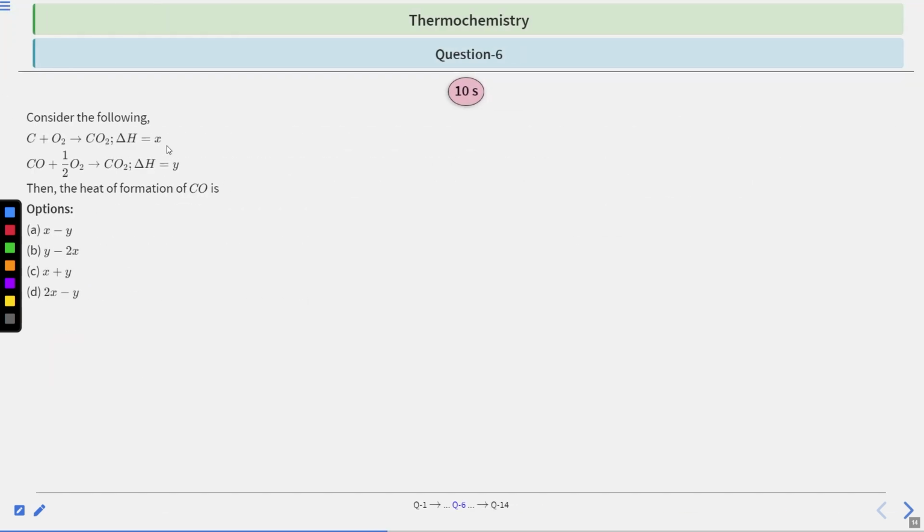Let's move to question number 6. Consider the following. Here one reaction is given having enthalpy of X and another having enthalpy of Y. Carbon plus oxygen will give you carbon dioxide, enthalpy is X. Carbon monoxide plus half molecule of O2 will give you CO2, and the enthalpy is Y. Then we have to find the heat of formation of carbon monoxide. So options are X minus Y, Y minus 2X, X plus Y or 2X minus Y. So you have 10 seconds to solve this question. After that, we will see the answer.